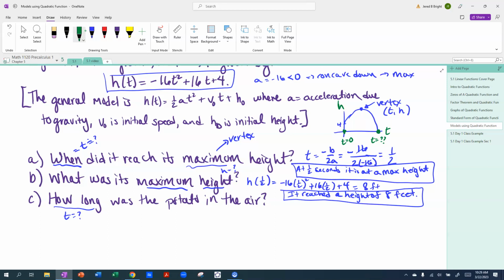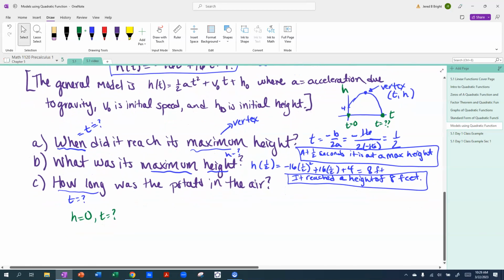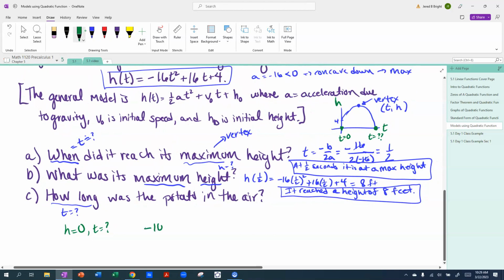Well, at that particular moment, I know height is 0. So if height is 0, how much is time? And I know height is given by negative 16t squared plus 16t plus 4 is equal to 0. Okay, let's try and solve this. So let's see, I could divide everything by 4. So I have negative 4t squared plus 4t plus 1 is equal to 0.